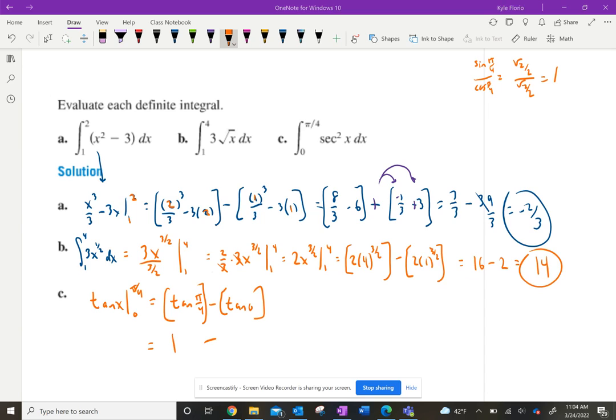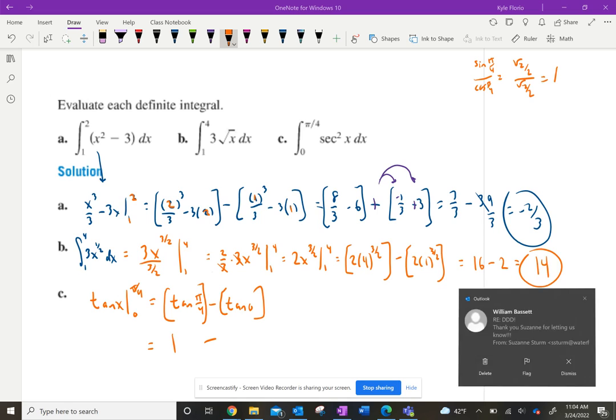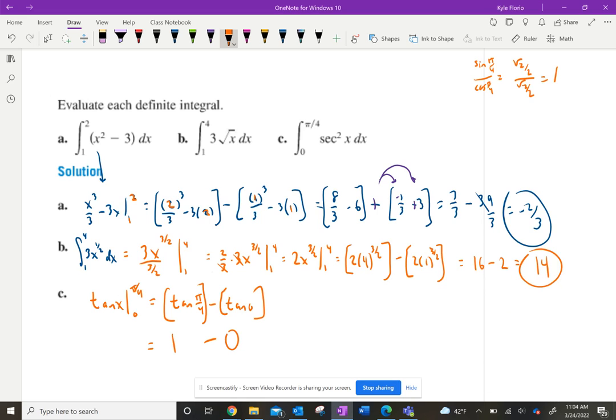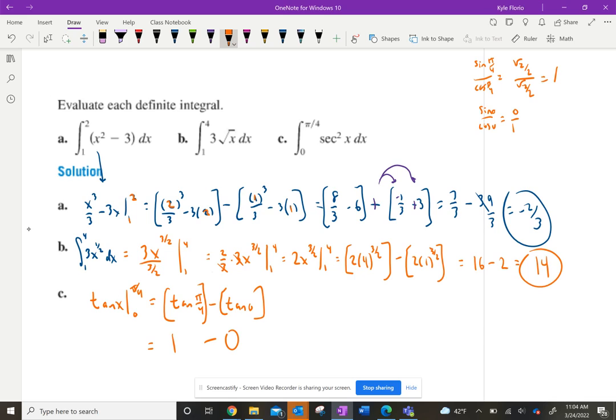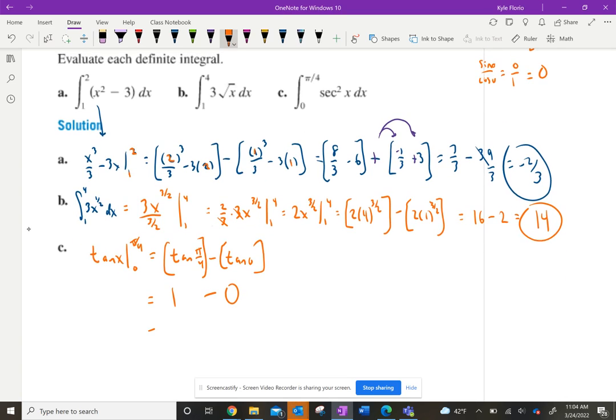Tangent of 0, you can plug it in the calculator. It's just 0. Or you can put sine of 0 over cosine of 0. Sine of 0 is 0. Cosine of 0 is 1. 0 divided by 1. So check that in the calculator for me. We should get 0. And so 1 minus 0 is 1.